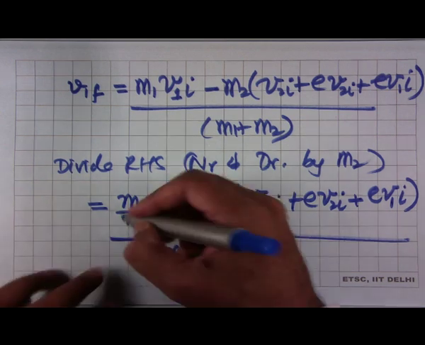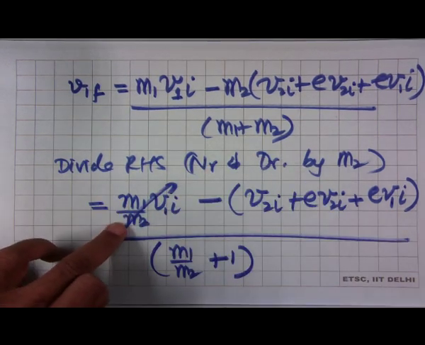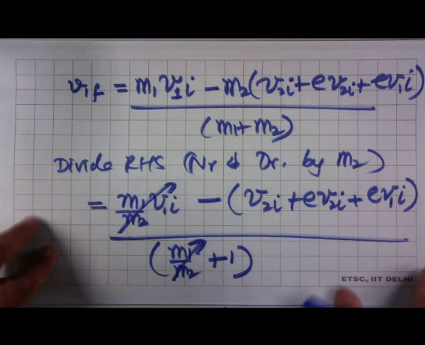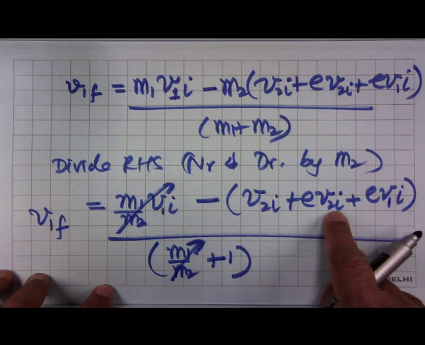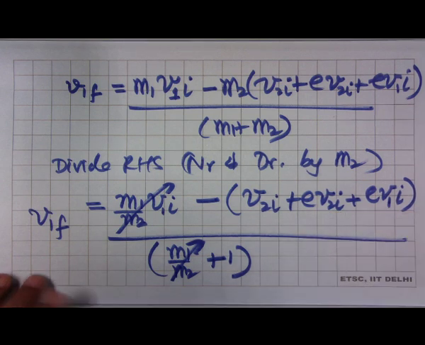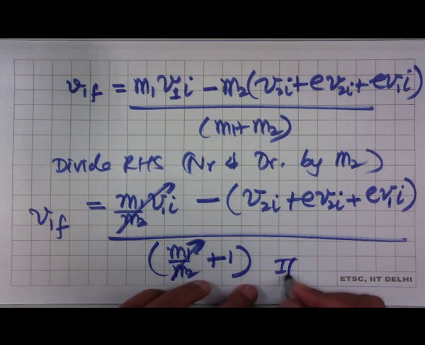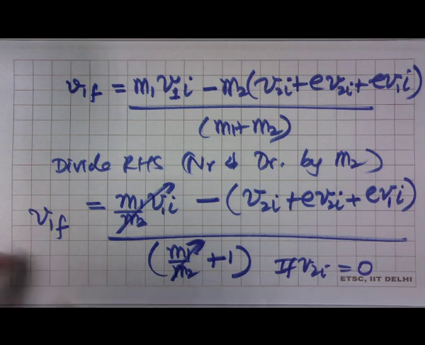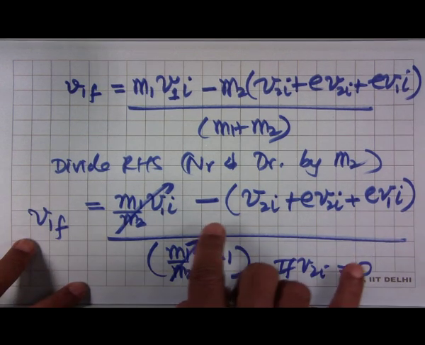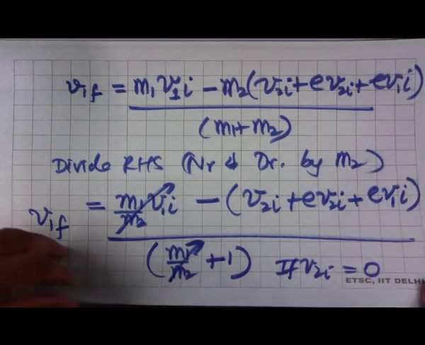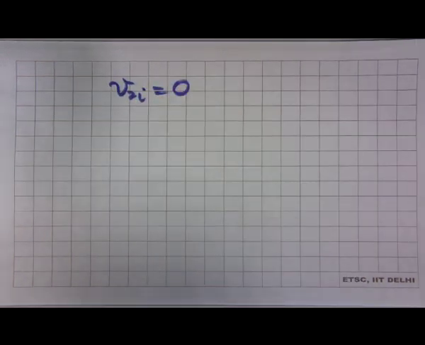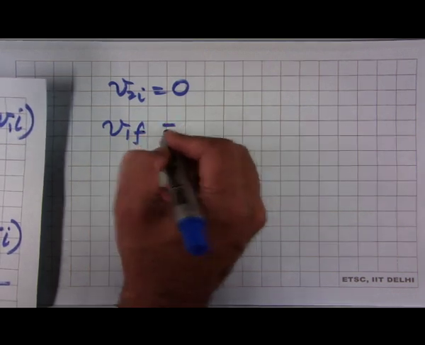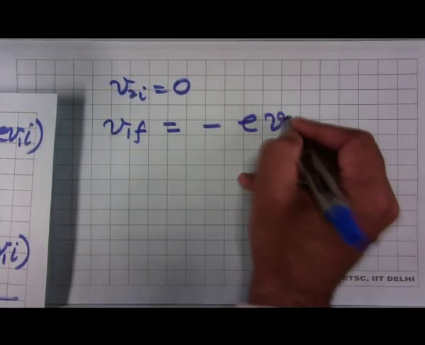And because m2 is very large, this term m1 by m2 will be a very small number, this can be neglected, and what we get is v1f is equal to minus of v2i plus e times v2i plus e times v1i. And suppose if v2i is equal to 0, then what we get is v1f is equal to minus of e times v1i. So, if v2i is equal to 0, which would be the case when a ball is hit on the surface of the earth, then what we get is v1f is equal to minus e times v1i.